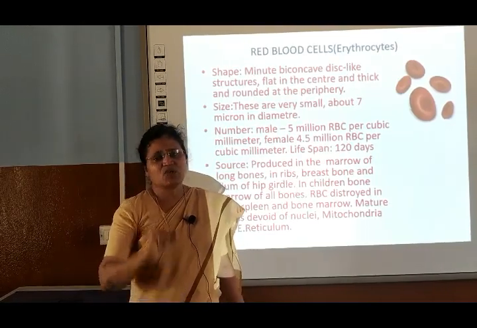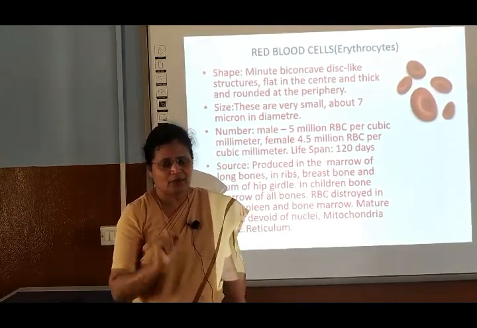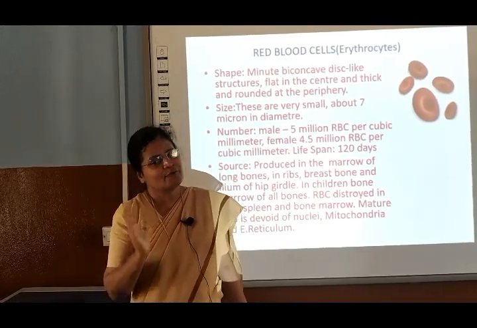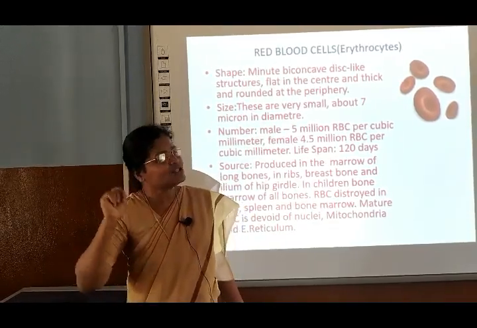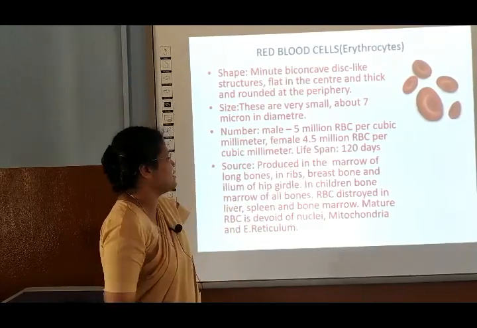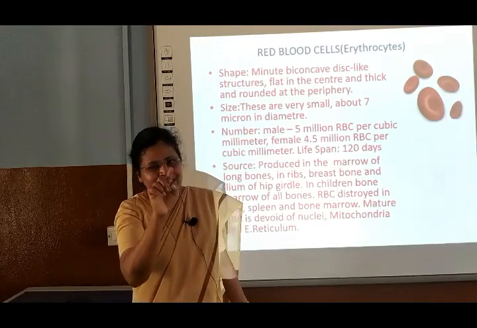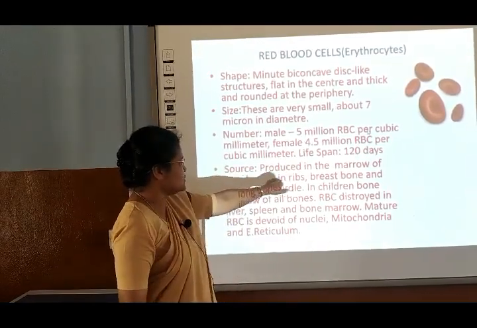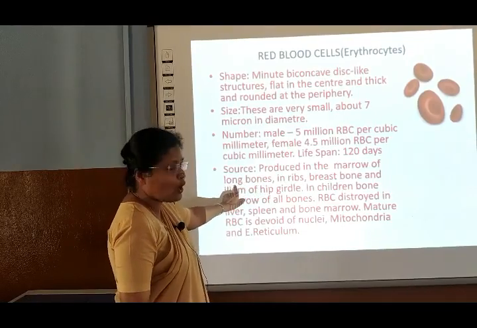Suppose in the exam they ask you what is the count of RBC in male, you have to write either 5 or 5 to 5.4 million per cubic millimeter, because it's counted in the square, in each square. How much is present in a single square? Okay, and the source. Source is, it's produced in the marrow of long bones.